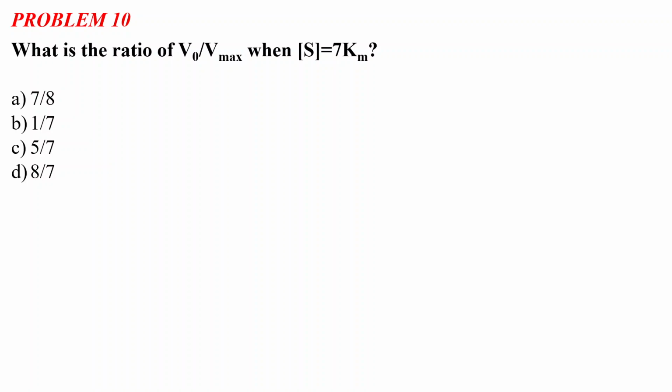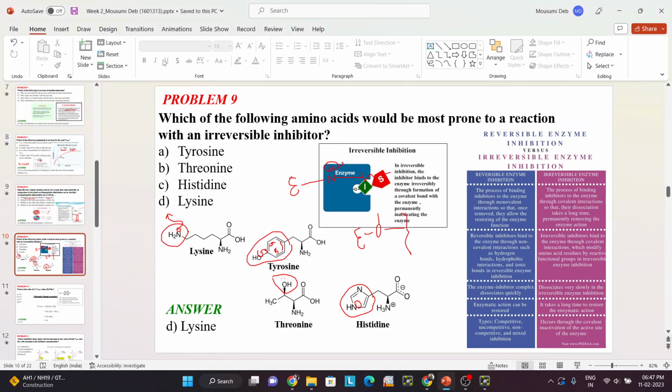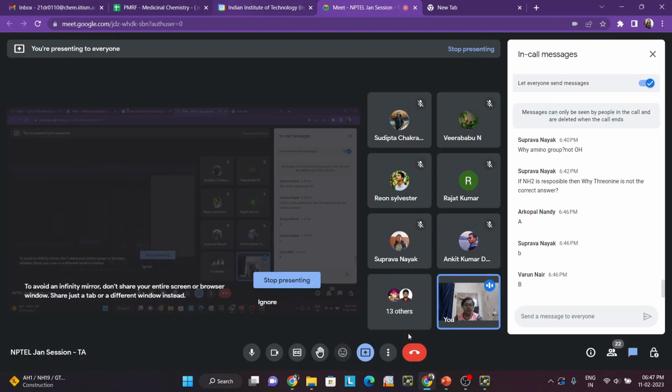What is the ratio of V0 by Vmax when S equals 7 Km? All you have to do is put this value of S in the Michaelis-Menten equation, and if there are any answers... Okay, somebody is saying A, somebody is saying B. We have answers like B, A.